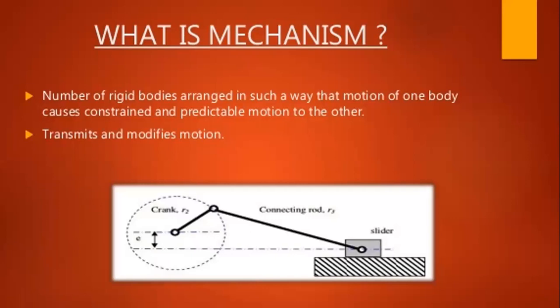In the below picture, you can see the slider crank mechanism, which has four links. The first link is the fixed link. The second link is the crank, which rotates in the clockwise or anti-clockwise direction. The third link is the connecting rod, which connects the slider and the crank. The fourth link is the slider here. The slider crank mechanism is used to transmit motion from rotary motion to reciprocating motion. Reciprocating motion means linear motion, that is, forward and backwards.